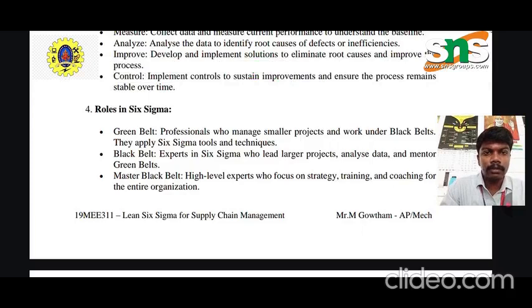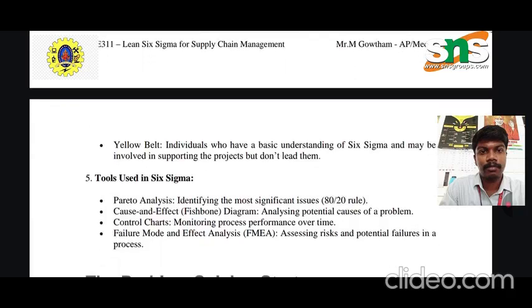Next, once you complete the green belt, move on to the black belt. Experts in Six Sigma who lead the larger projects, analyze the data, and mentor the green belts. Then followed by master black belt, which is the highest level. Okay, these are the roles in Six Sigma.